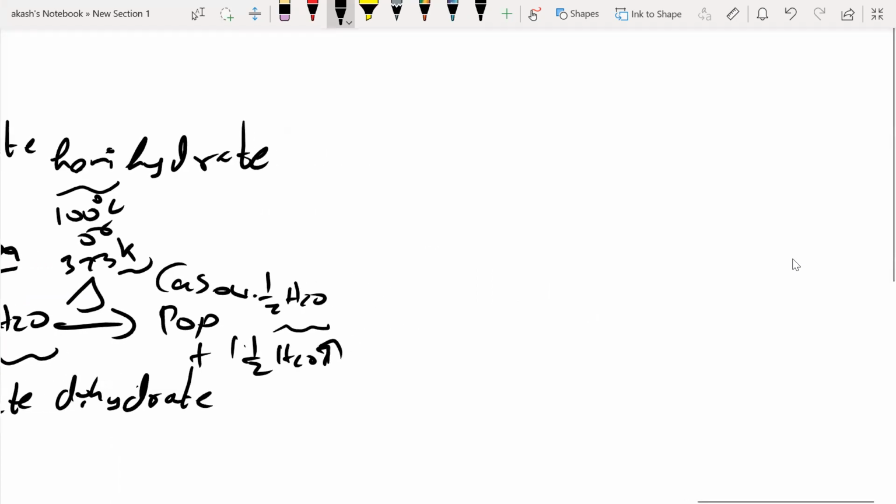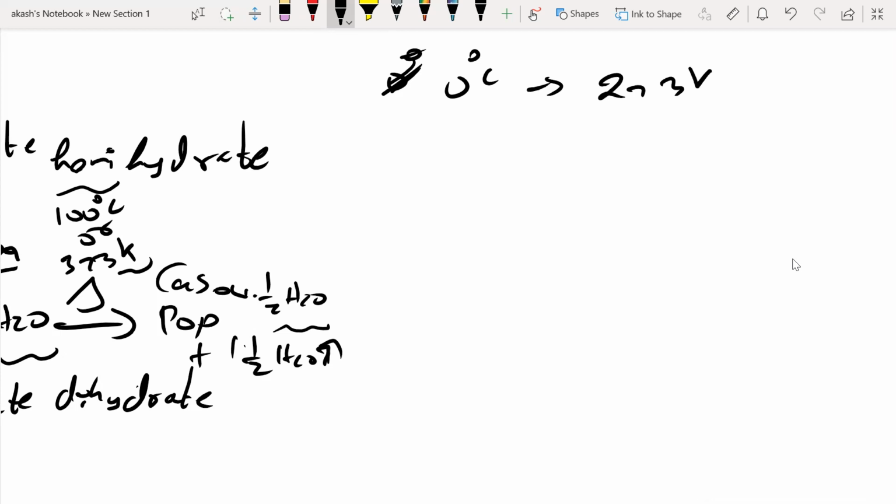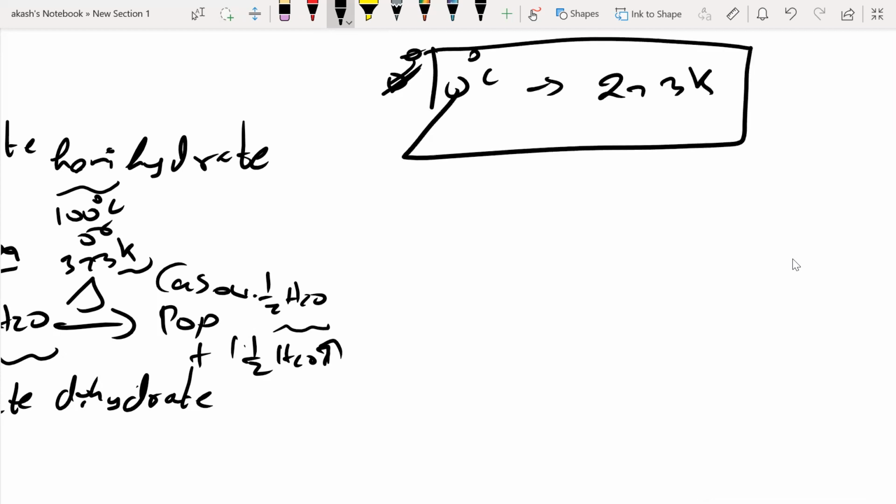Now, please understand, people. 0 degrees Celsius is 273 Kelvin. Remember this. Now you want to convert degrees Celsius to Kelvin. These are two different scales, like how you have centimeter and meter, or liters and meter cube for volume. Like that, degree Celsius and Kelvin are different scales for temperature.